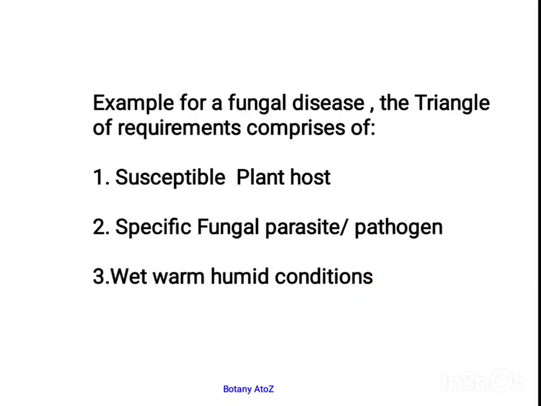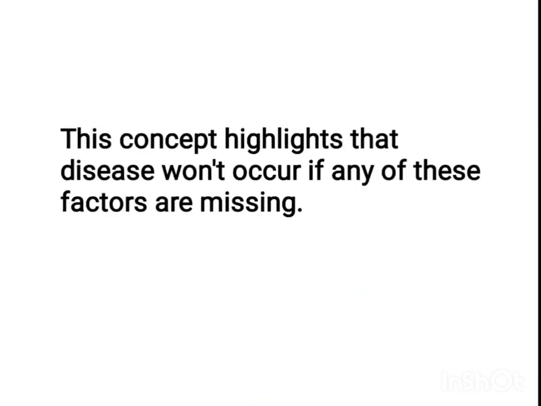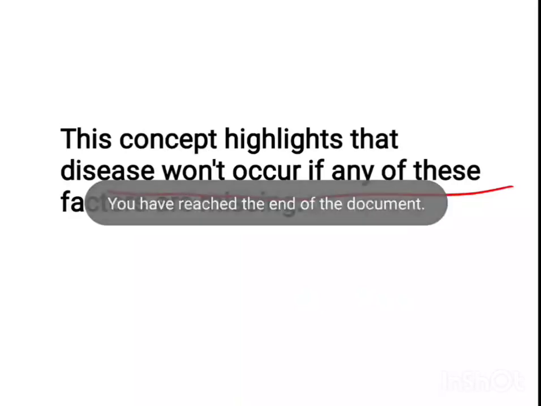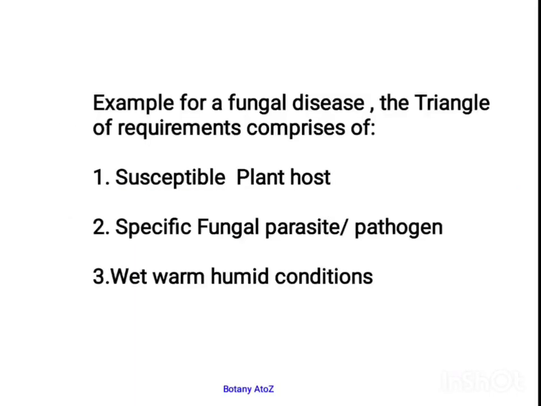So if any one of these three is missing, the concept highlights that the disease won't occur. The disease won't occur if any of these factors are missing. Say if the plant host is not susceptible, if it is resistant, obviously the disease won't occur. Now, if the plant is susceptible, but the specific fungi is not available, the specific pathogen is not available, or if these two factors are available, but the conditions are not favorable.